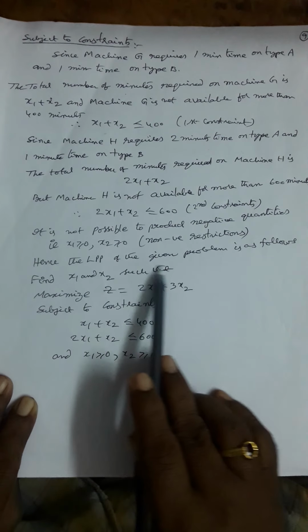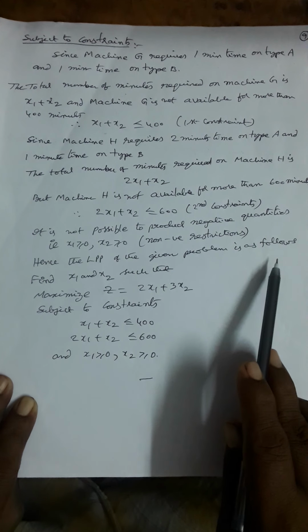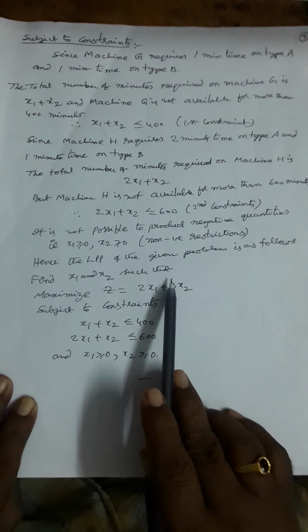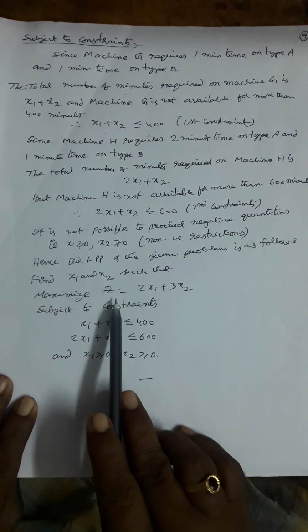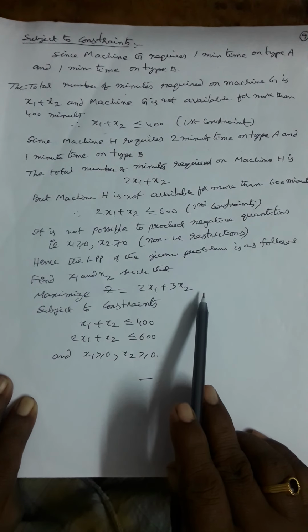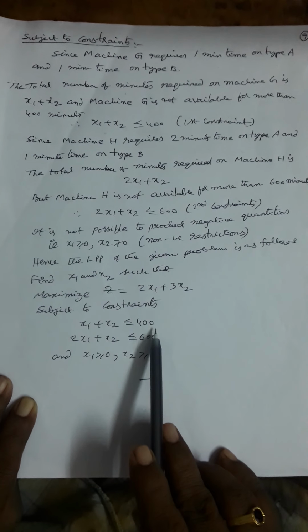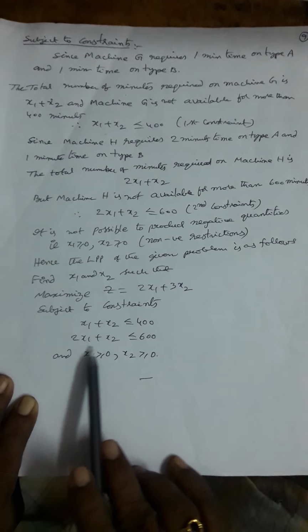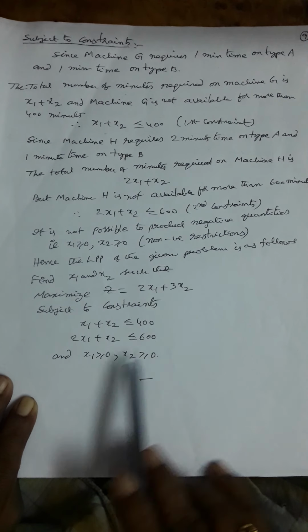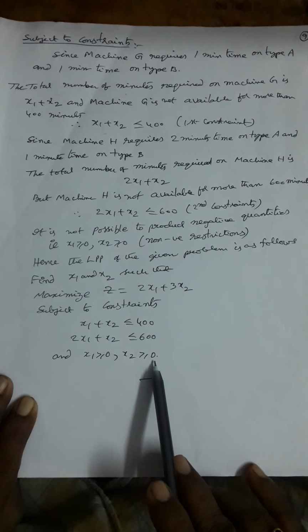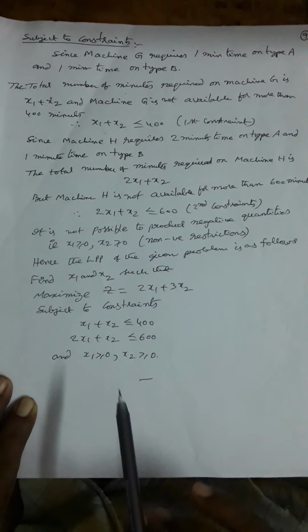Hence, the LPP of the given problem is as follows. Find x1 and x2 such that maximize Z is equal to 2x1 plus 3x2 subject to the constraints x1 plus x2 less than or equal to 400, 2x1 plus x2 less than or equal to 600, and x1 greater than or equal to 0, x2 greater than or equal to 0.